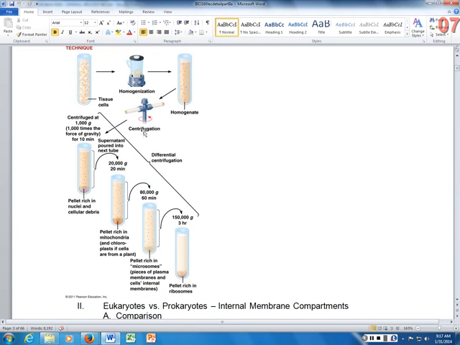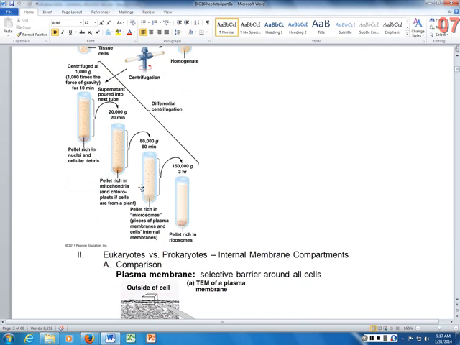Then you centrifuge them, and it will separate out the different types of organelles by size. So that's one way of studying them.